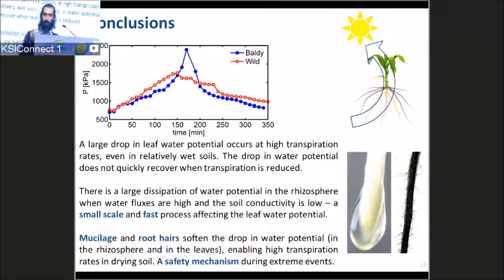And this means that small scale and fast processes are important for understanding the tension that you have in the xylem. And I see mucilage and root hairs as traits that enable to sustain high fluxes, and I see them rather like a safety mechanism in case of drying soil and high transpiration rate. So when you have very stressed events, these things may help the plant to stay turgid, to stay cool, to keep transpiring for some time.